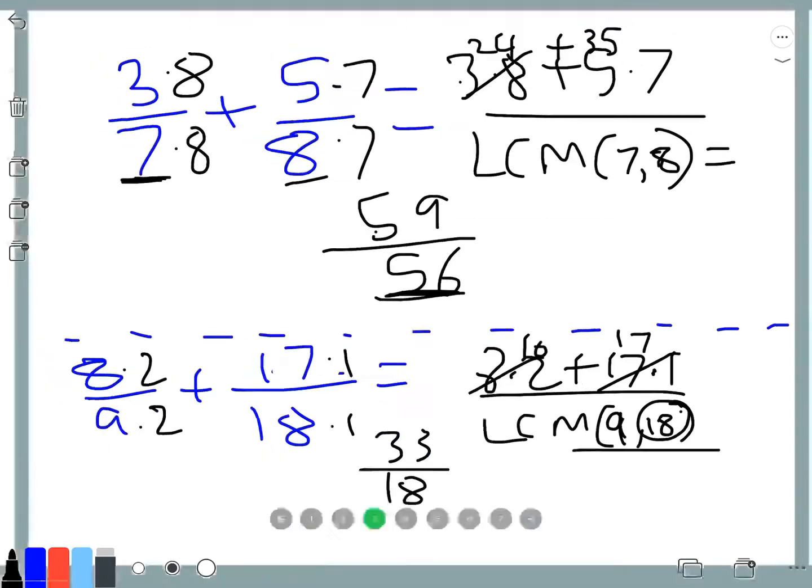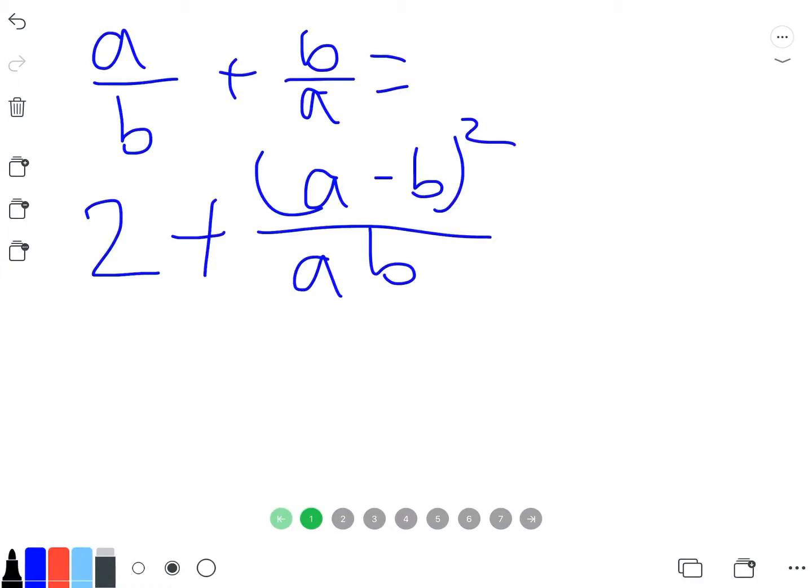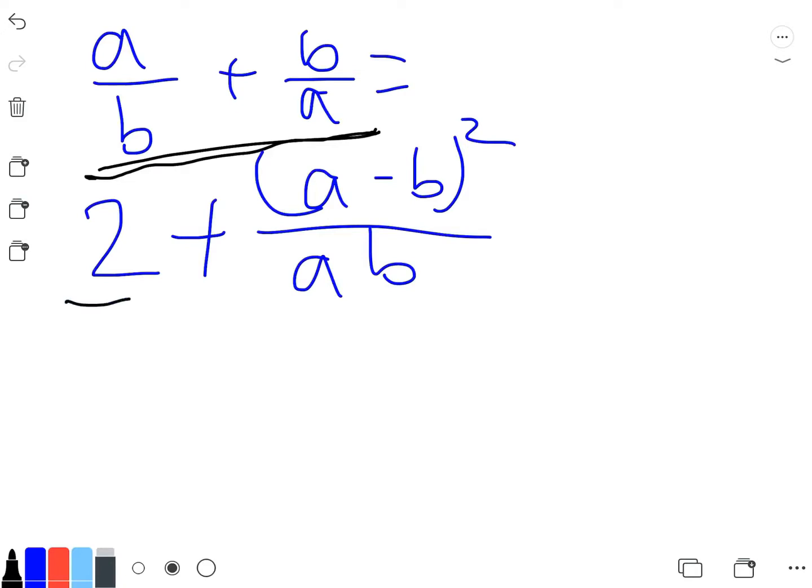Now there's a special kind of addition of fractions, and there's a trick to this kind of adding of fractions. So if you have fractions in the form a by b plus b by a, we're just going to add 2 to a minus b whole square by ab. Now let's try an example.